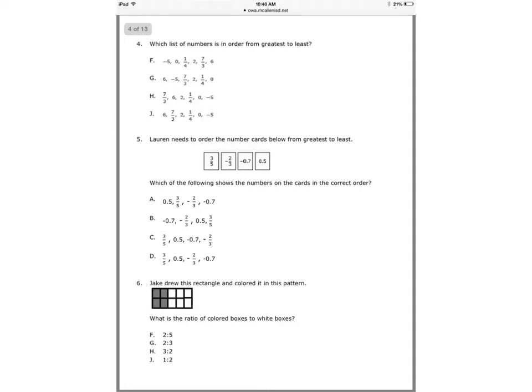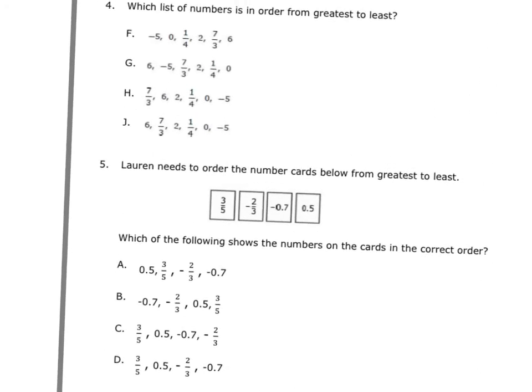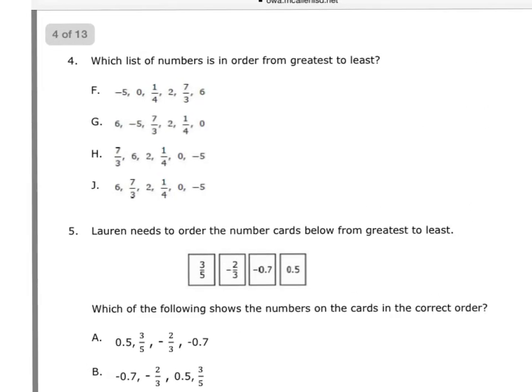For number 4, which list of numbers is in order from greatest to least? Well, we should remember that all positive numbers are greater than any negative numbers. So, it's from greatest to least. Okay, it's going to be getting bigger, and then it's going to be getting smaller. So I'm going to eliminate F, because F starts with a negative number.